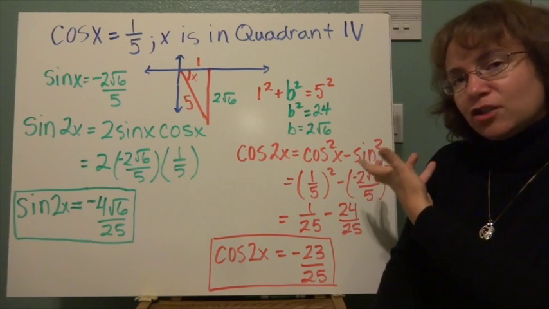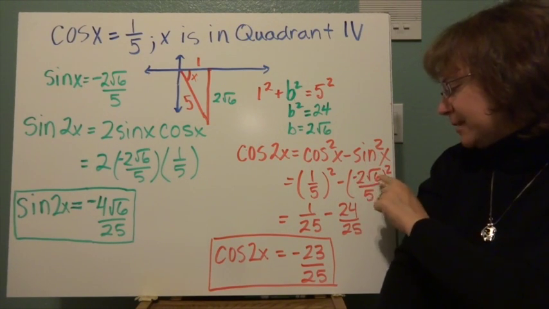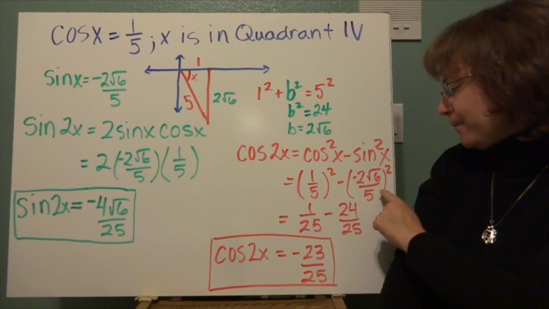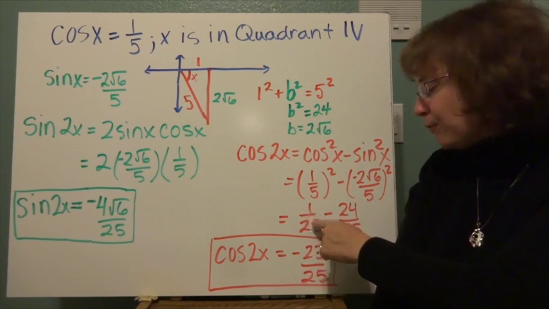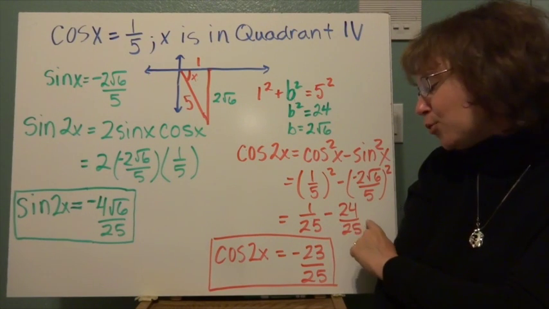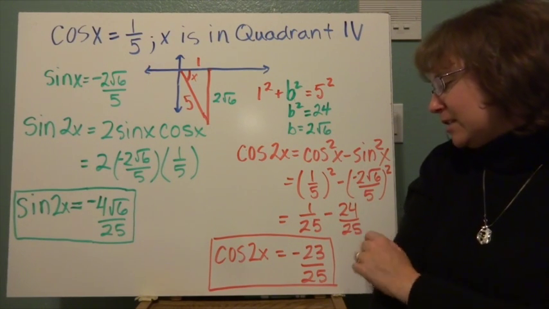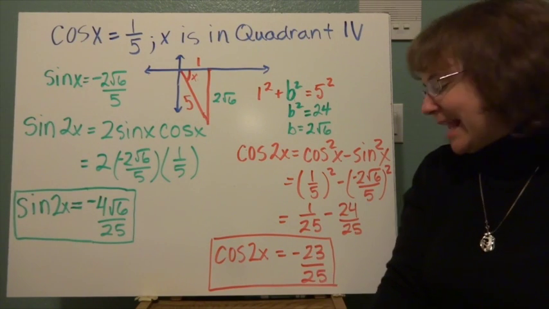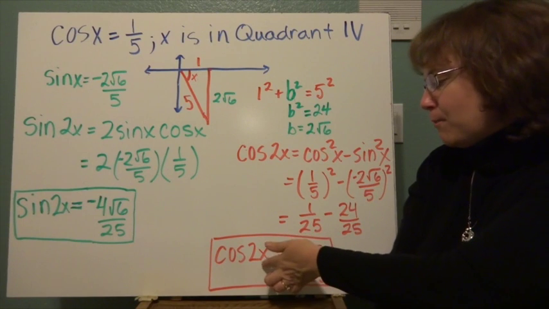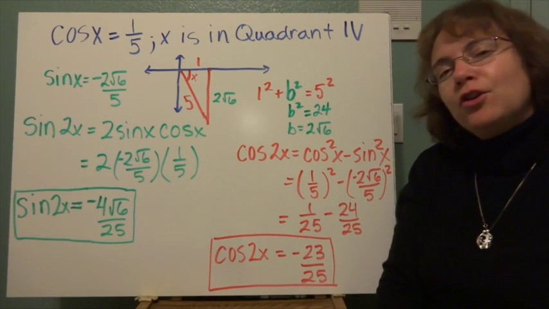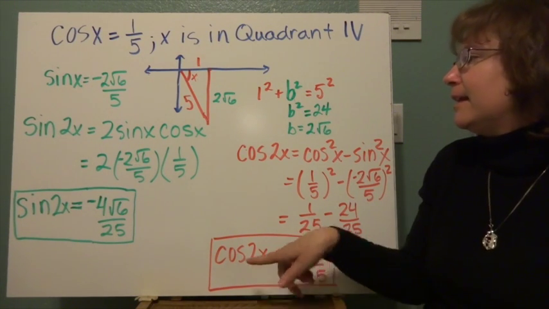So radical 6 squared is just 6. So I have 4 times 6, which is where I got the 24, over 25. I have to square this denominator too. So I have 1/25 minus 24/25. And so then I go ahead and do the subtraction and I get negative 23/25. So notice that if I double my angle, cosine is going to be negative.